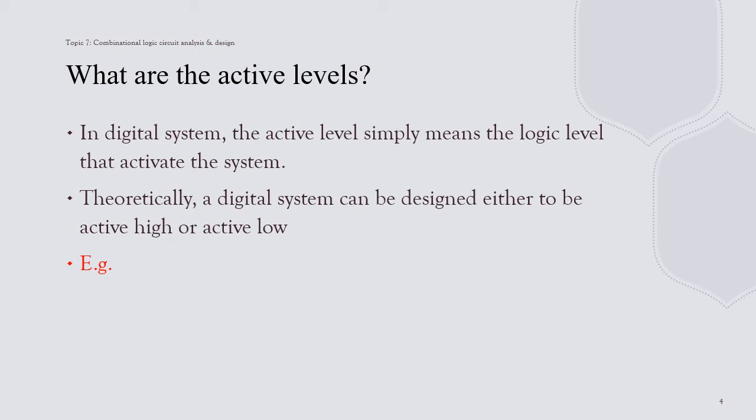In a digital system, the active level simply means the logic level that activates the system. Basically, you can think of this as the voltage level that makes the circuit work with its normal function. Theoretically, any digital system can be designed to be either active high or active low. To give you a better idea of this, let's say we want to control a lamp.